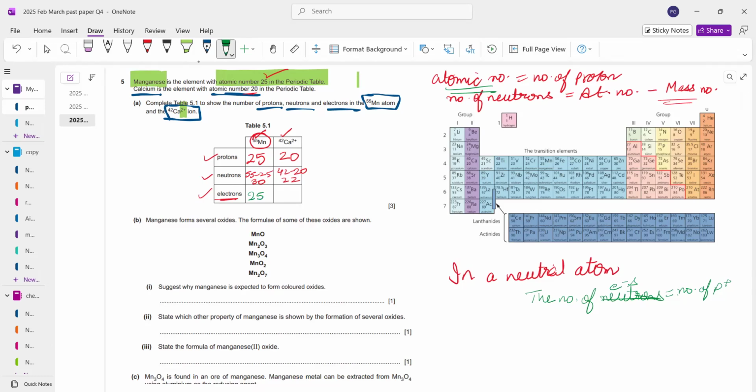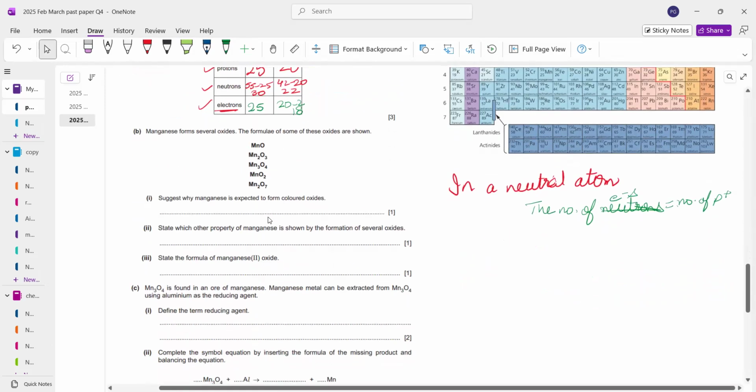But for calcium, it is having a 2 plus charge. So you have to subtract this 2 from the number of protons. So it's going to be 20 minus 2. Yes, we are going to subtract. The plus 2 charge is representing that the ion has 2 more protons, or you can say 2 less electrons. That is why we are subtracting it from 20.